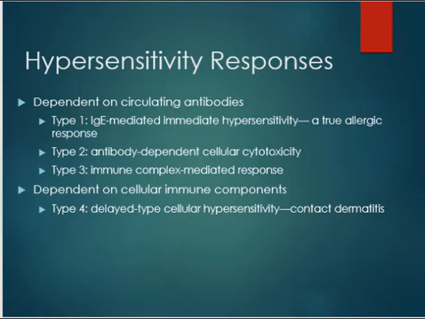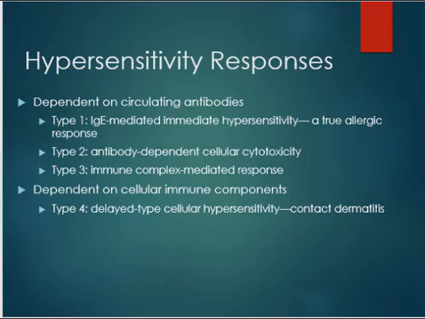A second type 1 reaction is anaphylaxis, and unlike atopic diseases, which are more localized, this reaction will cause a systemic effect, and your patient can have hypotension, bronchospasms, angioedema, and urticaria.